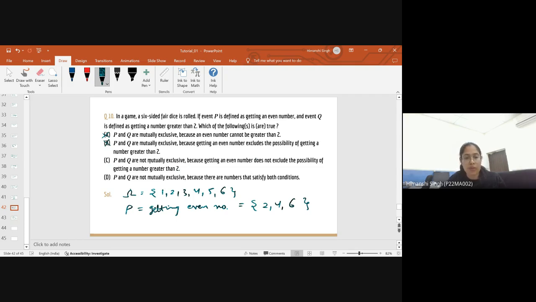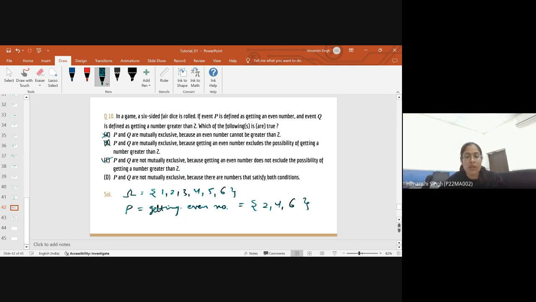So P and Q are not mutually exclusive, because having an even number does not exclude the possibility that the number is greater than 2. Now, what other option is saying? P and Q are not mutually exclusive because there are numbers that satisfy both conditions. So yes, it is true that getting an even number and getting a number greater than 2 can happen together.